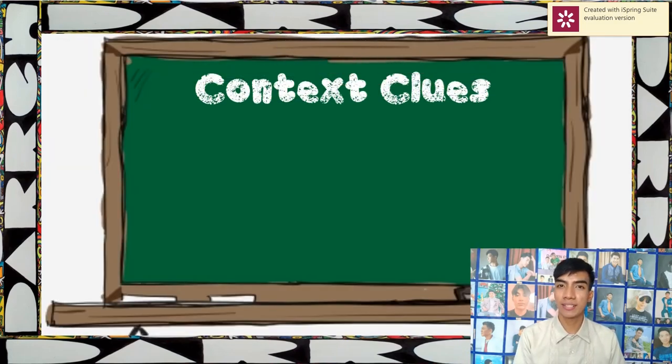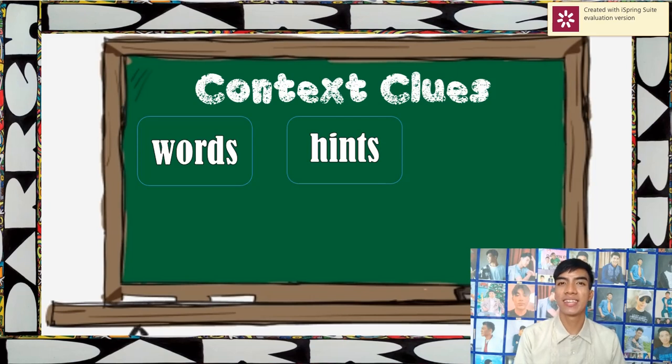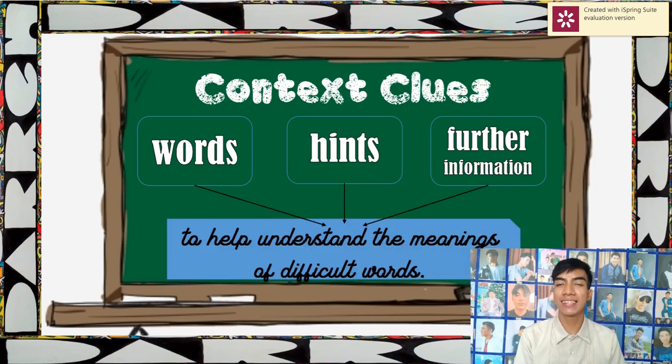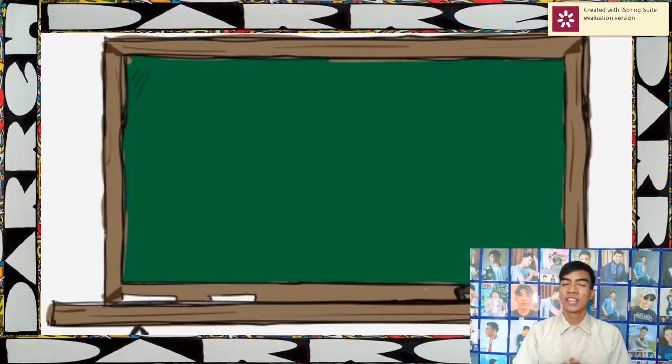So what are context clues? Context clues are words that appear in sentences to help understand the meanings of difficult words. Context clues are hints found within a sentence, paragraph, or passage that you could use to understand the meanings of new or unfamiliar words. And context clues provide further information about a word or phrase that helps readers understand its meaning. There are different types of context clues.